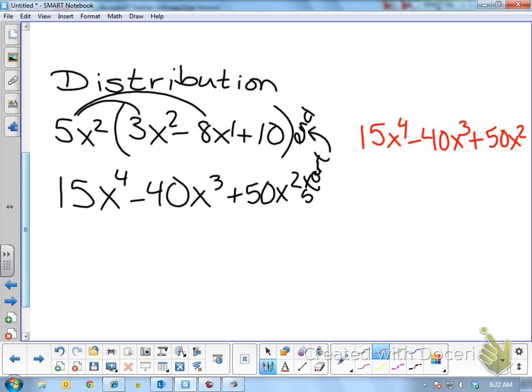So when we are doing this backwards, when we did this normally, we multiplied 5 times 3 to make this number, 5 times 8 to make this number, 5 times 10 to make this number. How could I get these inside numbers if I'm going backwards? How could I get from a 15 to a 3? We divide this time. So we divide by 5. That makes the 3. If we divide 40 by 5, that makes the 8. If we divide 50 by 5, that makes the 10.